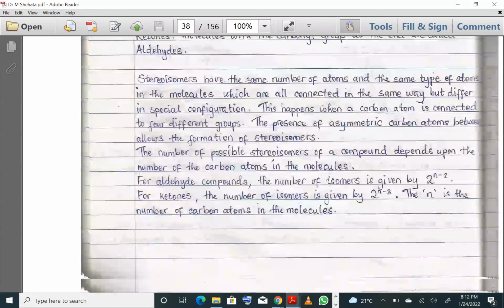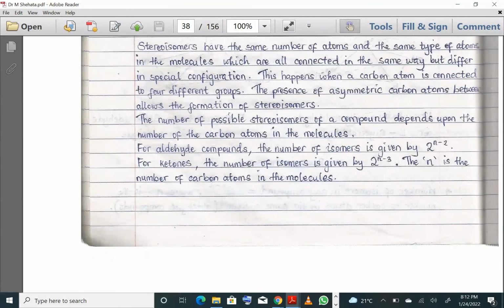Then stereoisomers, I've already explained all these things. I've explained the asymmetric carbon atom and all that. How you can find the number of isomers for aldehydes, just a repetition, which is 2 to power n minus 2 for aldehyde compounds. And I've already explained how you can figure out whether something is an aldehyde compound or a ketone. Of course, n is the number of carbon atoms in the molecule.